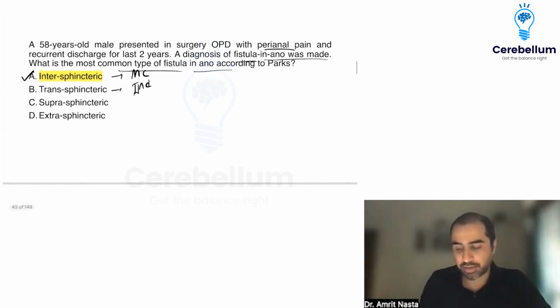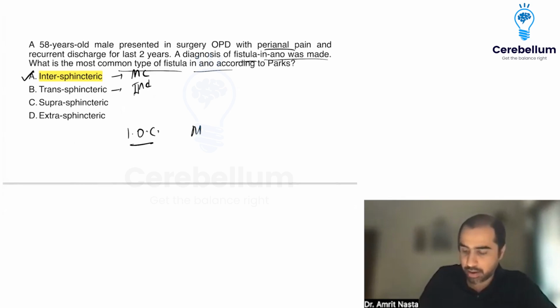This is Parks classification. What is the investigation of choice? What will you do next in this patient? What will you do next? After you diagnose fistula, excellent, MRI. Very good. You will do MRI. Very good.